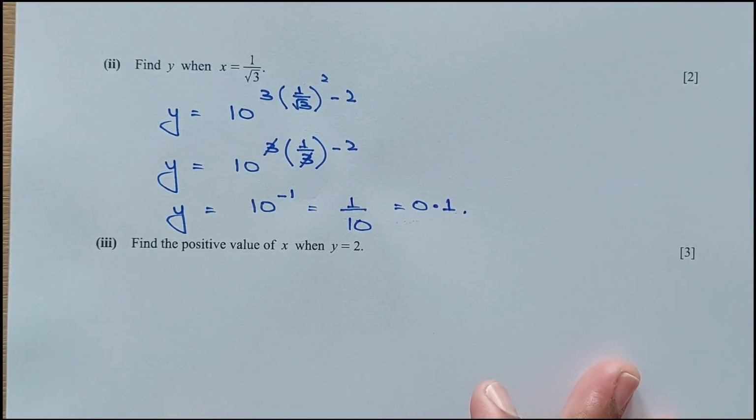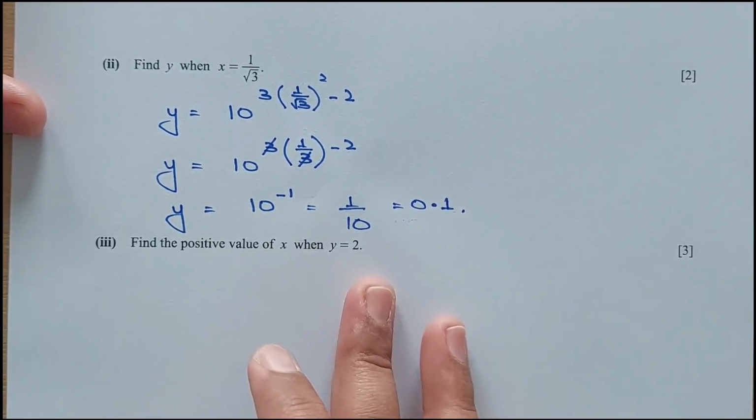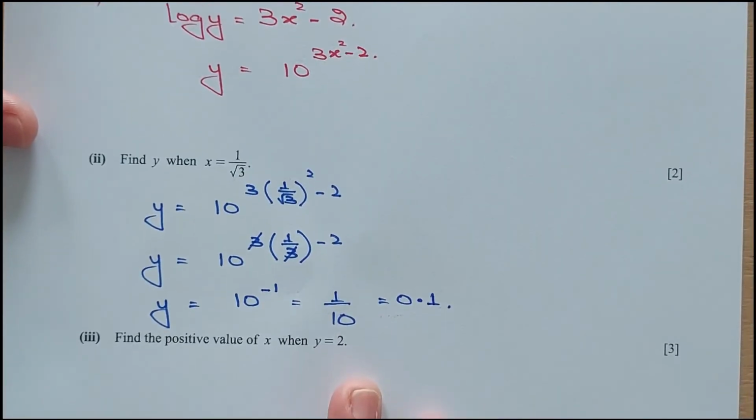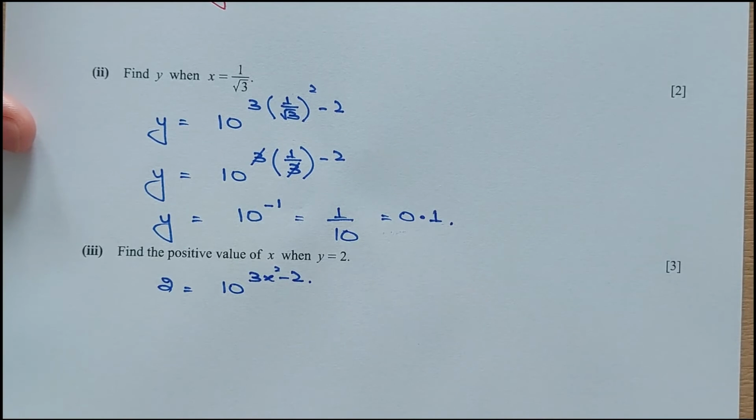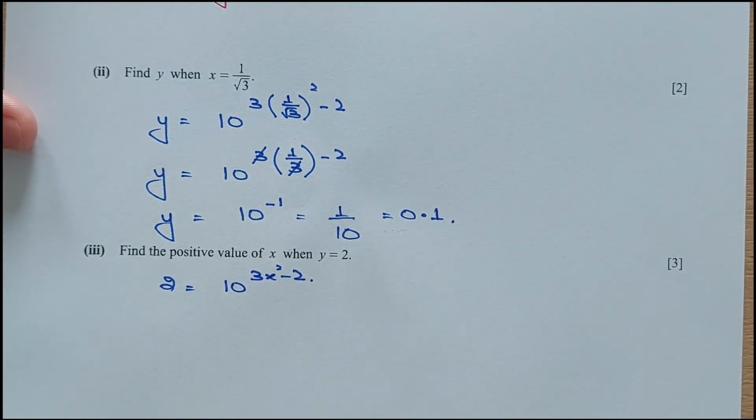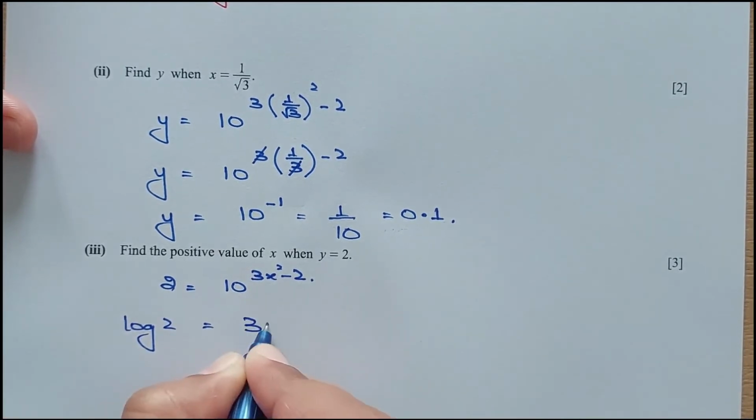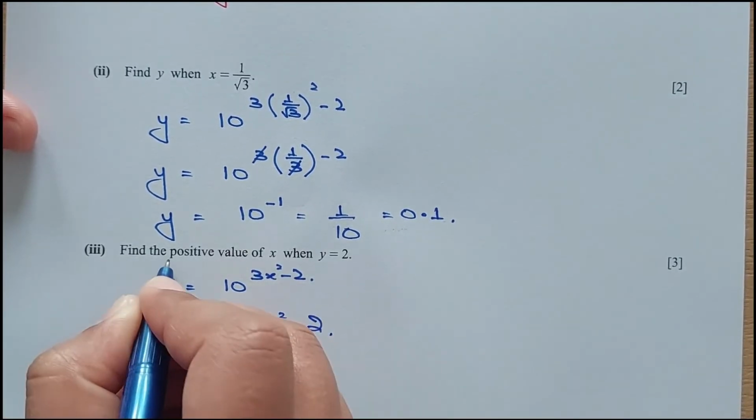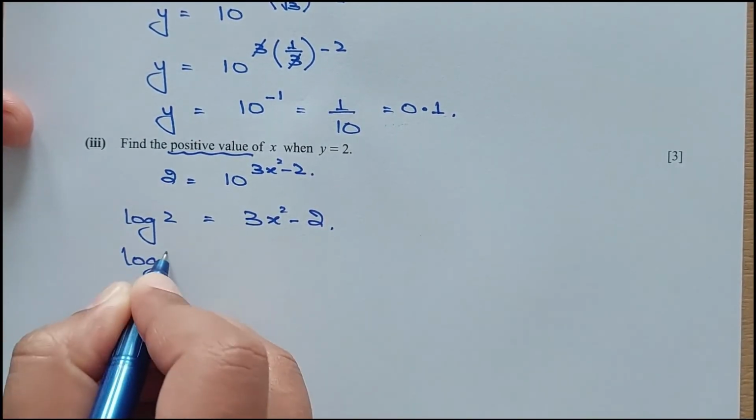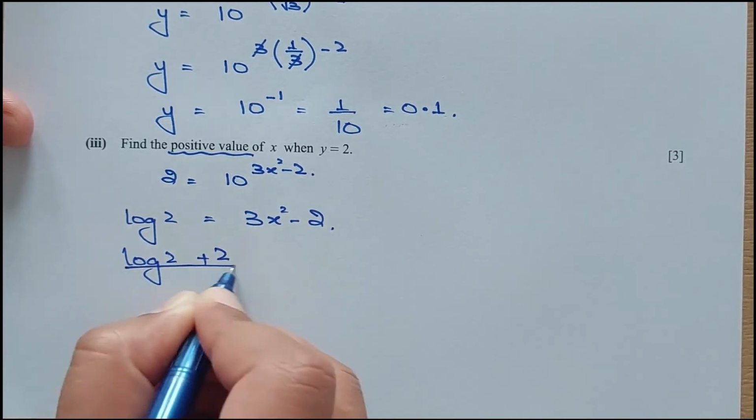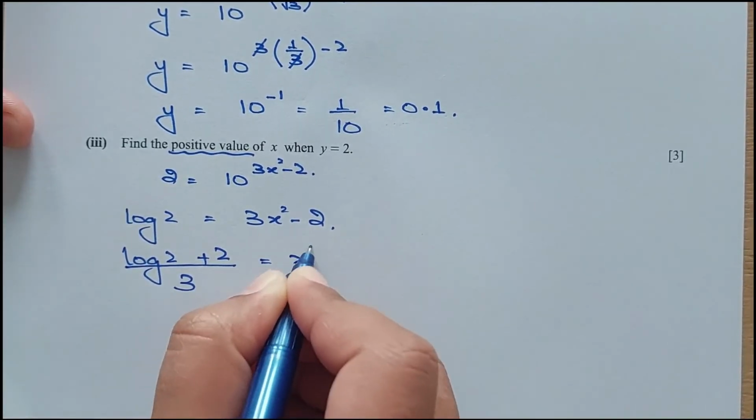Now for part 3, find the positive value of x when y is equal to 2. Okay, so y equals 2, substitute over here. So 2 equals 10 to the power 3x squared minus 2, right? Now we have to convert the exponential form to logarithmic form to get the value for x. So here we can say log base 10 of 2 equals 3x squared minus 2, right? Okay, now we have (log 2 plus 2) divided by 3 is x squared, right?